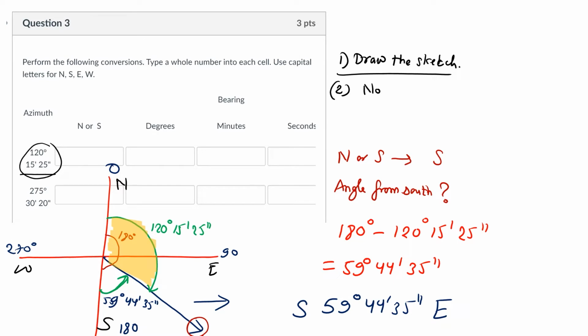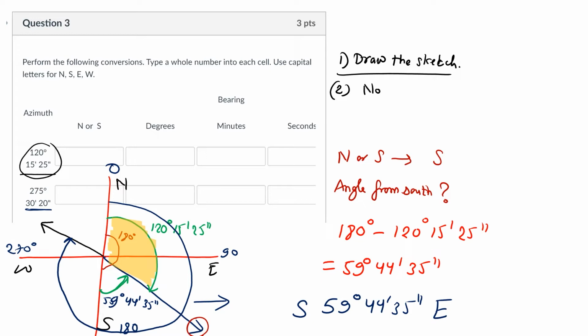So let's try to solve this one. And again, now I think you guys are comfortable with this. So 275 degree would be this line, and the azimuth of this line would be this big angle, would be my azimuth. So I need to find the bearing of this line.